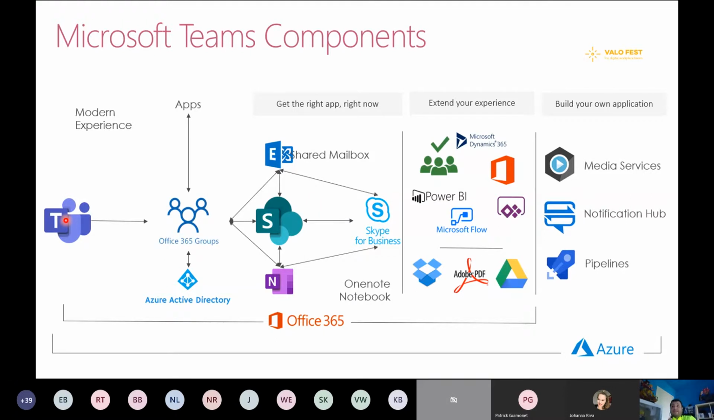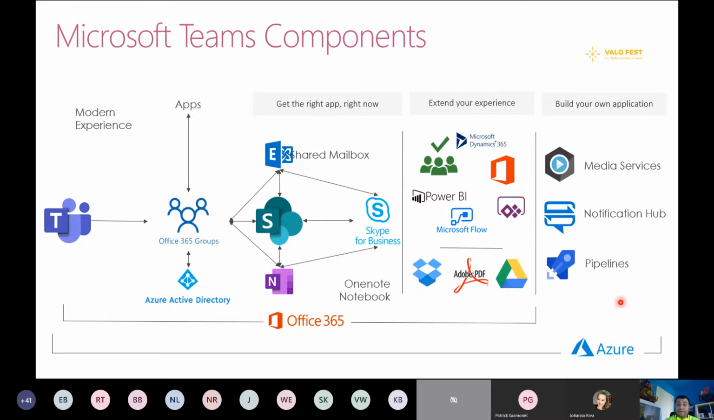The second layer is extending the experience, that pane here. So you have the Office 365 artifacts in the Teams architecture, but you can also extend that experience. You can bring any Power App into Teams and use that in the Teams app catalog. You can use Power Automate to bring stuff and automate that. You can even go outside of the Microsoft ecosystem like Dropbox, Adobe, Google Drive, and bring that data into Microsoft Teams and use that in Microsoft Teams.